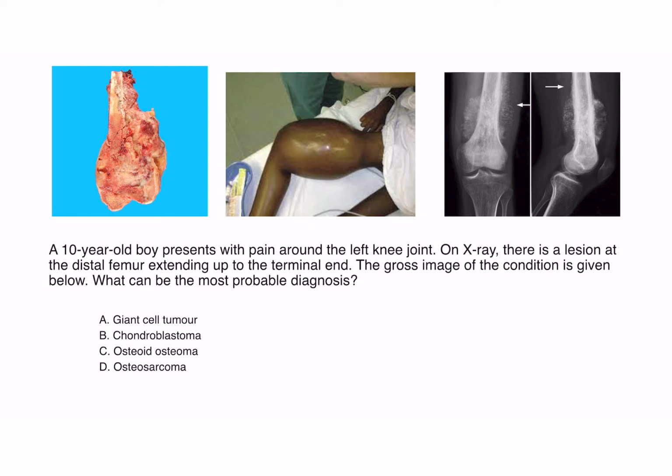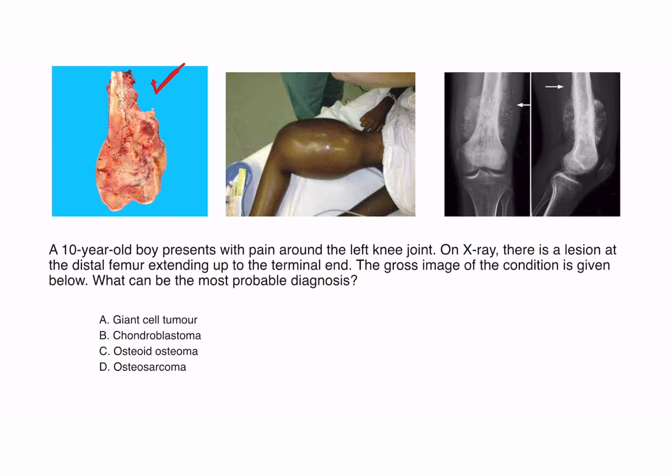A 10-year-old boy presents with pain around the left knee joint. On x-ray, there is a lesion at the distal femur extending up to the terminal end. Oh, come on. Just by looking at any of these pictures, the answer is osteosarcoma. You don't even need to read the question. I think the picture given in the examination was this one. But irrespective of whatever the type of picture, it is a very easy diagnosis. Osteosarcoma. Most of the time, the question will literally beg you for the answer.